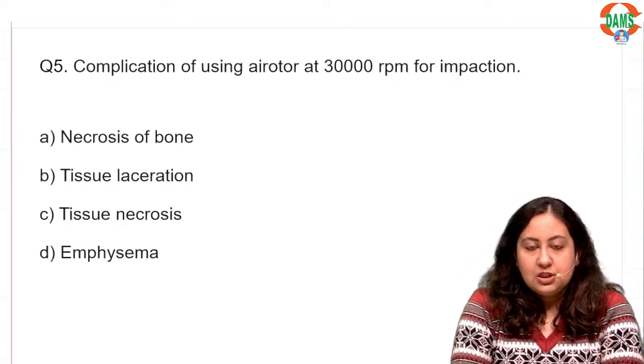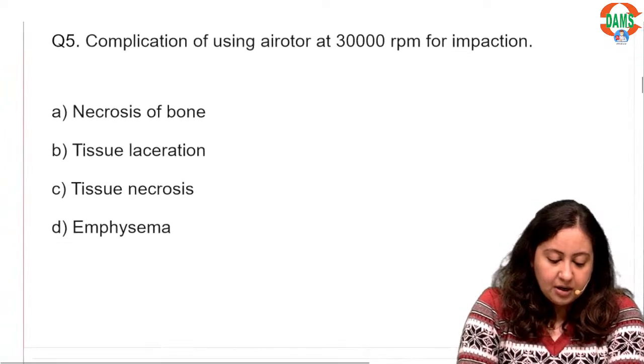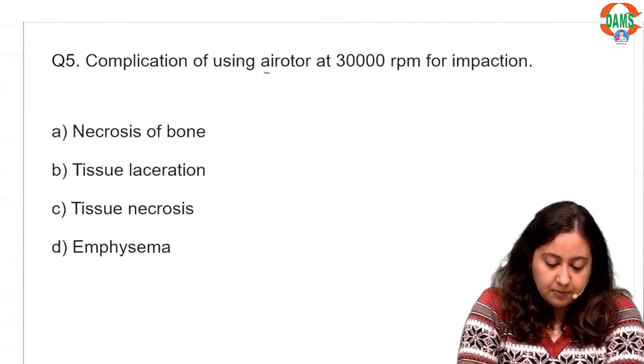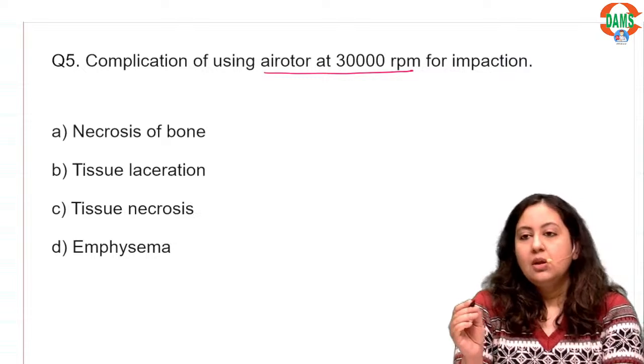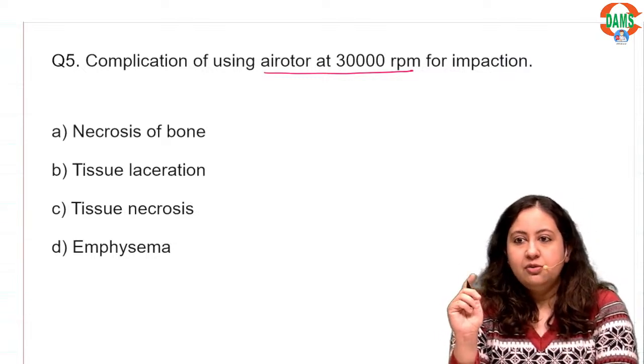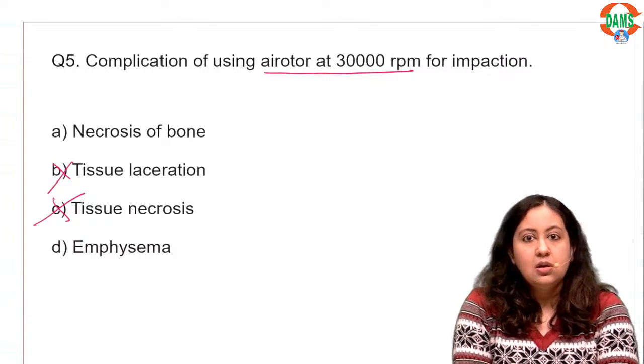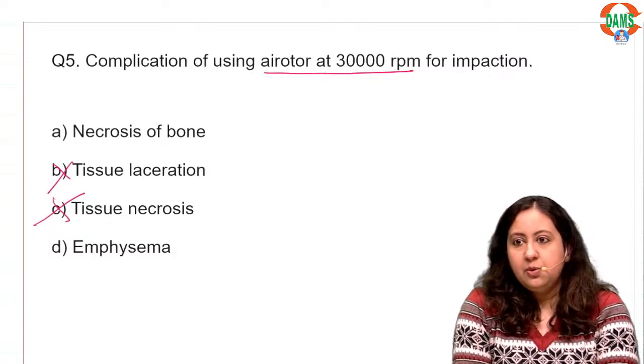Now we'll come to question number 5. C. Air rotor at 30,000 rpm. Now I want to tell you, the only confusion you will have is between A and D. B is not the answer, C is not the answer anyways. The only confusion will be between A and D.